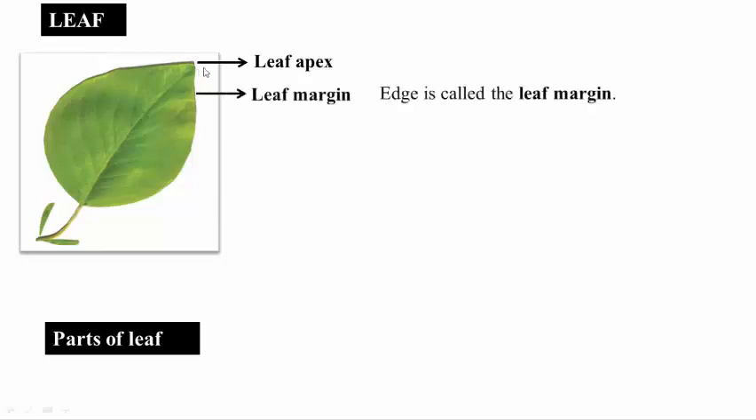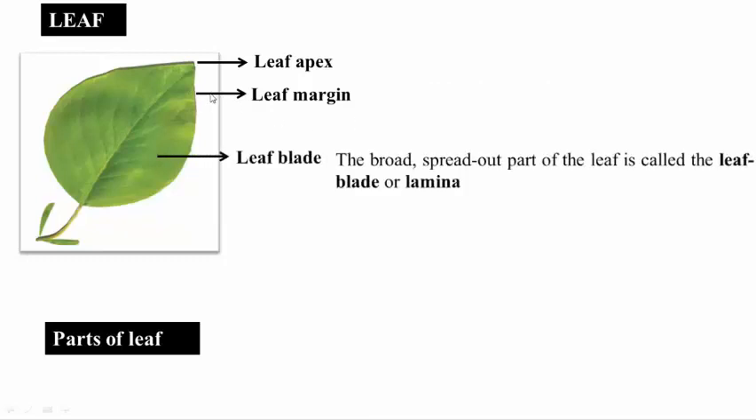And another part is leaf margin. This entire edge of leaf is called the leaf margin. Leaf blade. What is leaf blade? The broad spread out part of leaf is called the leaf blade or lamina. This whole part is called the leaf blade or lamina.